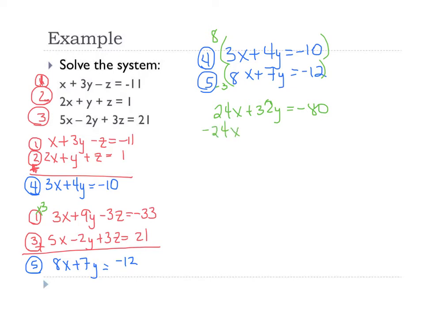And -24x minus 21y equals +36. I'm going to add these together. The x's cancel. We're going to get 11y equals 44.